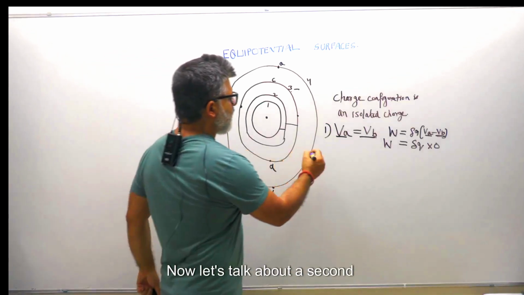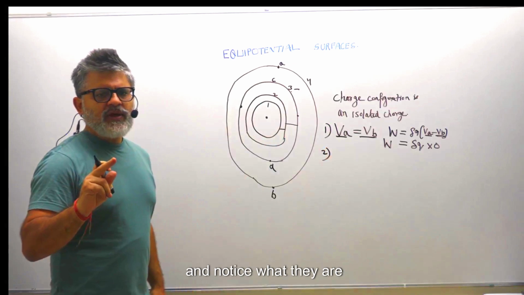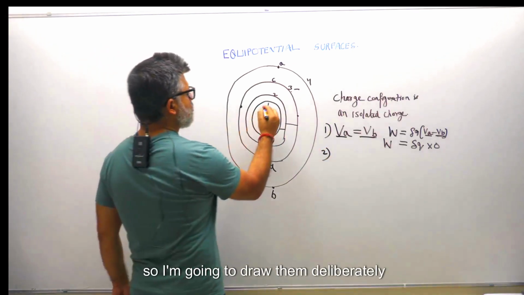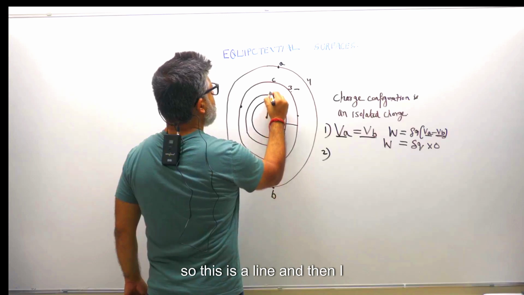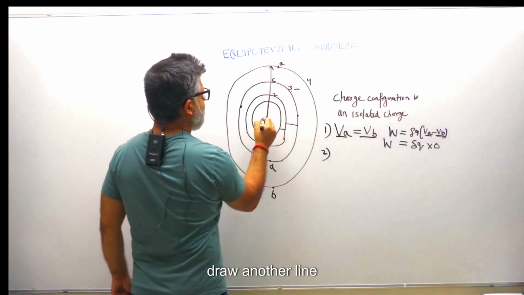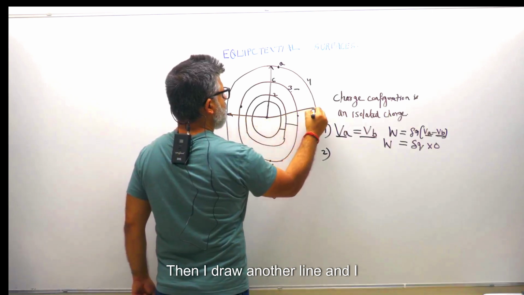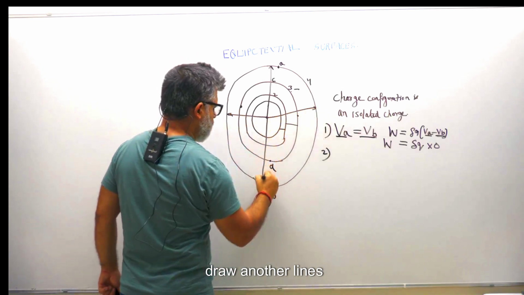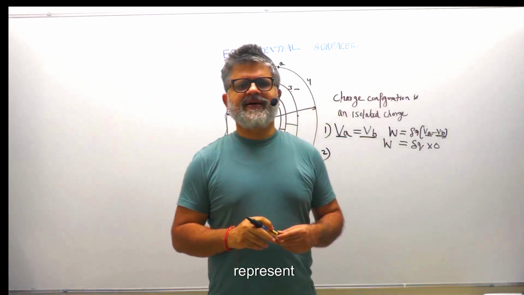Now let's talk about a second thing. I'm going to draw a few lines now, and notice what they are. I'm going to draw them deliberately like this. So this is a line, and then I draw another line, and another line, and another line. Can anyone tell what these lines represent?